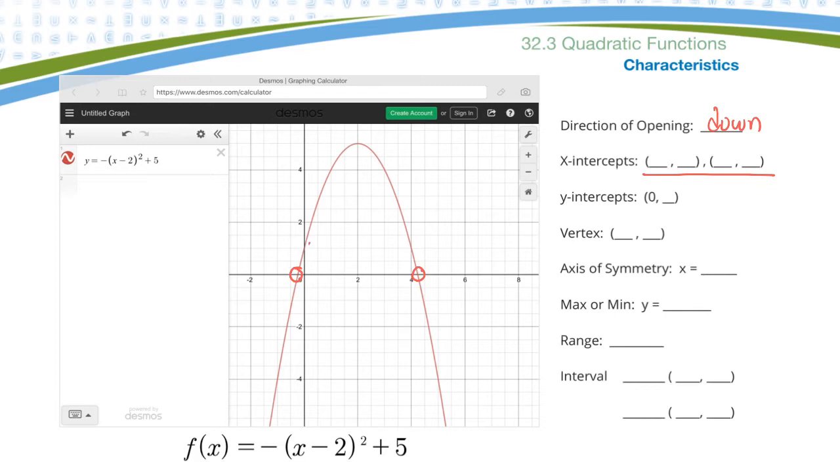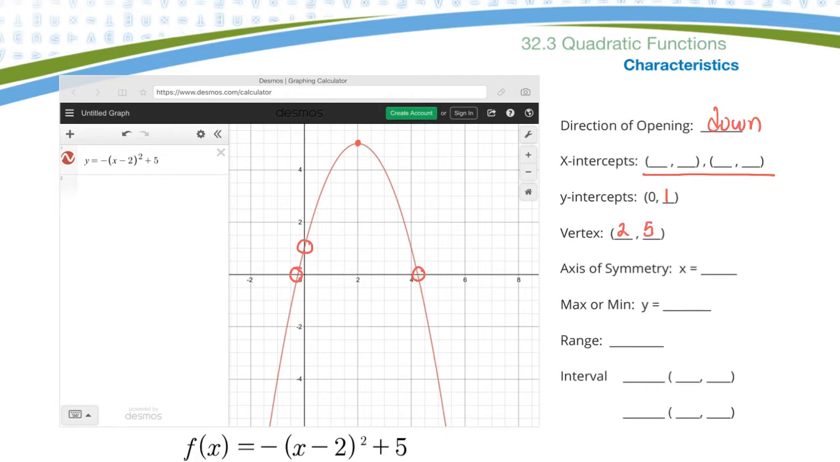The y-intercept is where it crosses the y-axis. So it looks like I can figure this one out. It looks like it comes out to 1. So (0, 1) would be my y-intercept. The vertex is this peak point right there. And if I look at this graph, it looks like it's hitting at 2, and I think the top is 5. So the vertex is (2, 5).